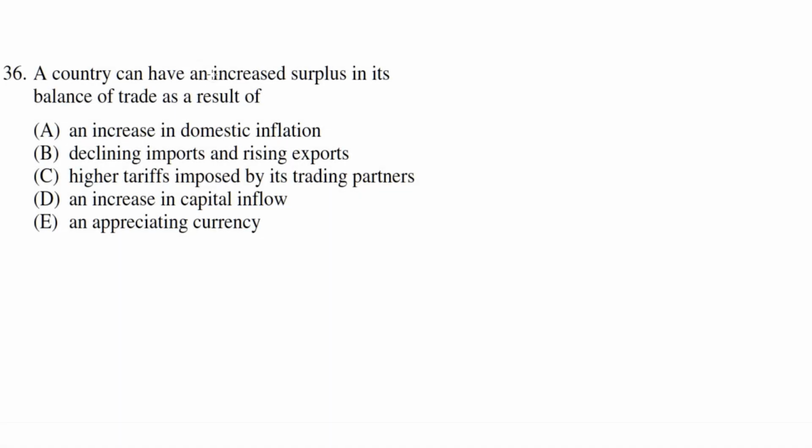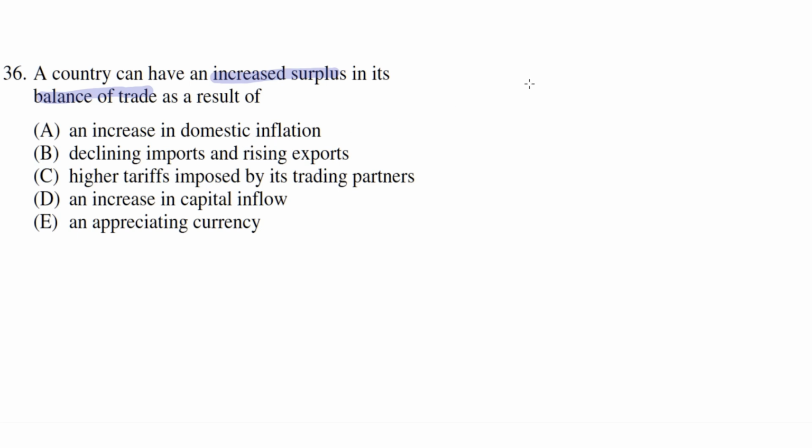The country can have an increased surplus in its balance of trade as a result of blank. So in this question, we're told to identify which of the following answer choices would result in an increased surplus in a balance of trade. So, option choice A says an increase in domestic inflation.